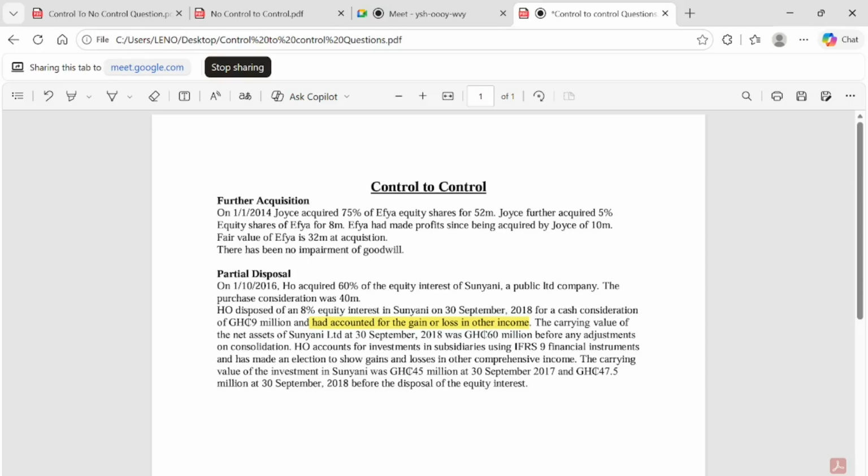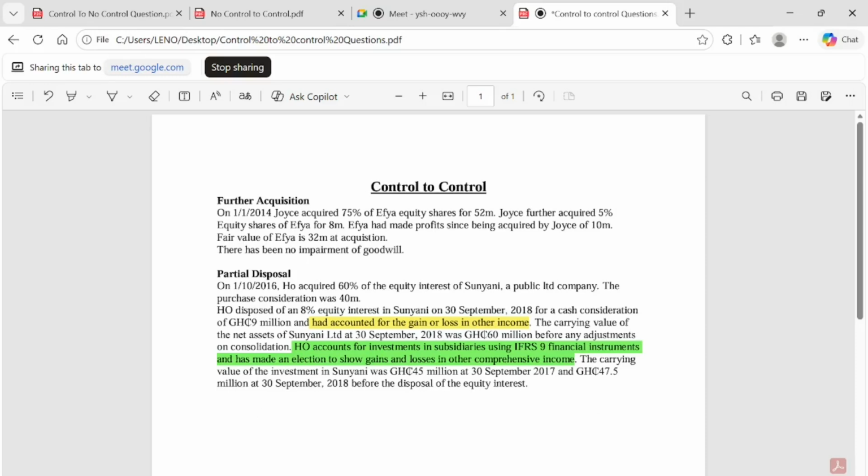So the carrying value of the net asset of Sunyani Limited at 30th September 2018 was 60 million before any adjustment on consolidation. This is the carrying amount of the company. They said that the investment in subsidiary, underline that one too, the company accounts for its subsidiary investment in other comprehensive income. Do you understand this statement? What they mean is this. When you have a subsidiary, I will demonstrate it on the Excel for you.